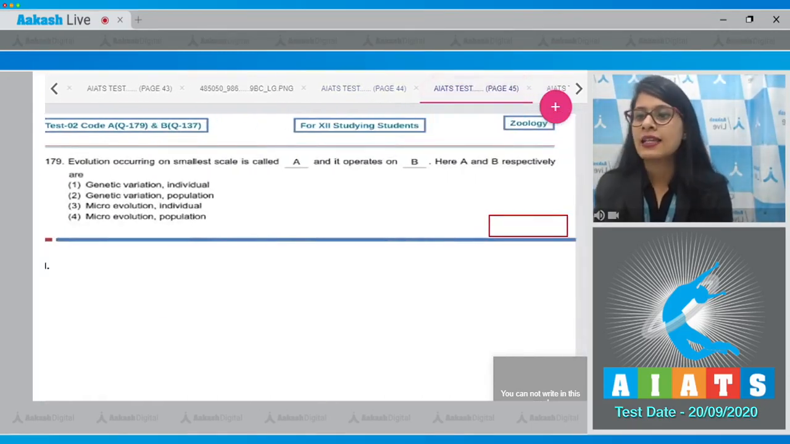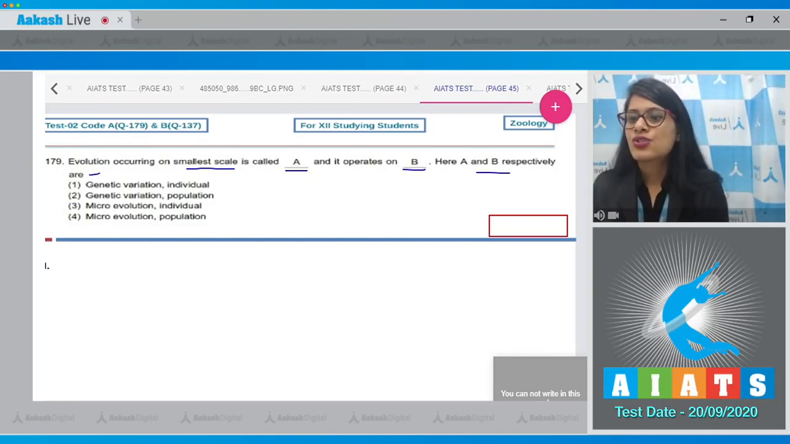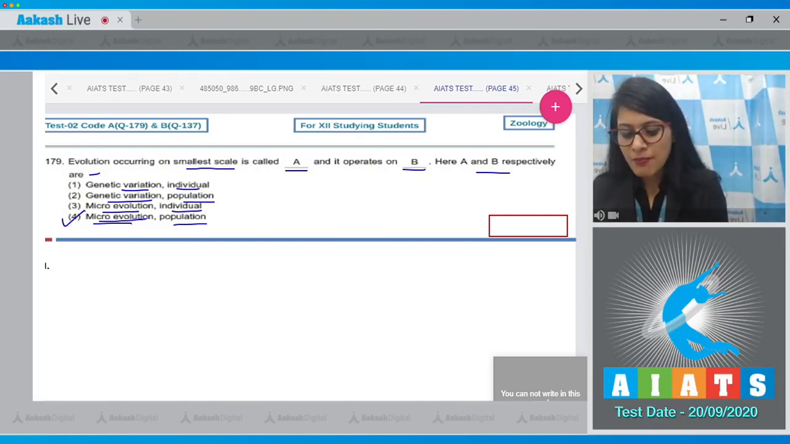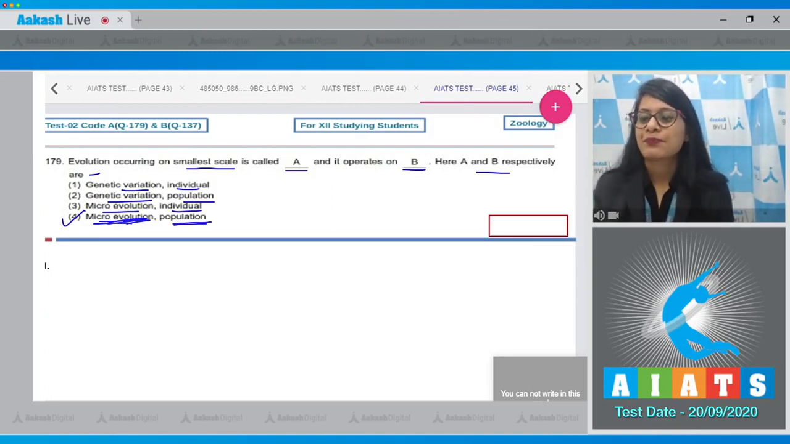Question number 179. Evolution occurring on smallest scale is called A and it operates on B. Here, A and B respectively are, and the options are genetic variation, individual. Second option is genetic variation, population. Third option is microevolution, individual. Last option is microevolution, population. And the correct answer to this question is option number 4, microevolution, and it operates on population.